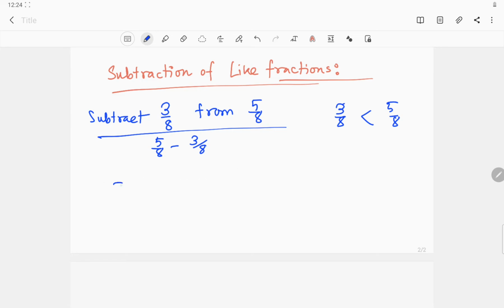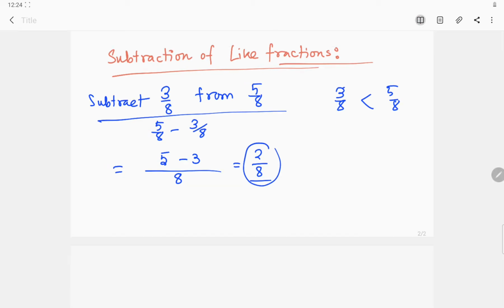In this method, draw a line, and in the denominator you write 8, because they are like fractions, so the denominator will be the same, and in the numerator, bigger number minus smaller number, that is 5 minus 3, which is 2, so 2 by 8. This is the answer, or this is called the difference. 2 by 8 is the difference.